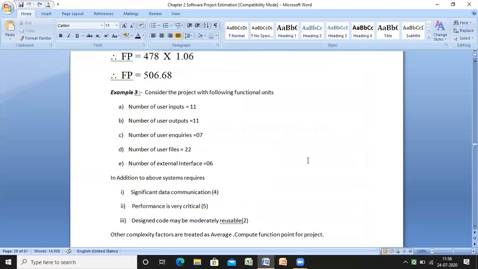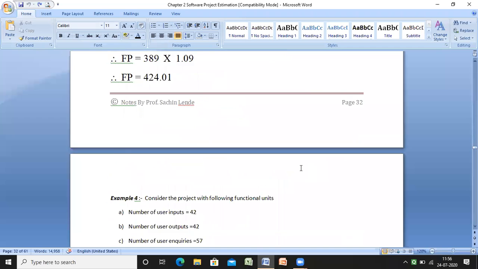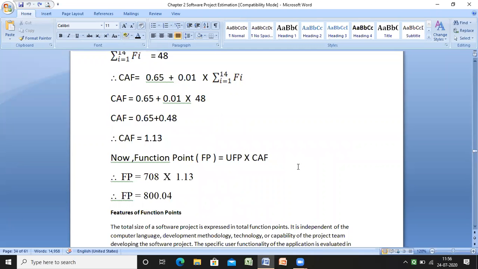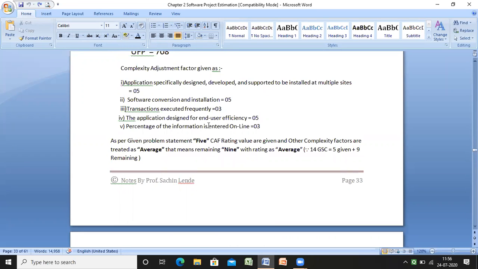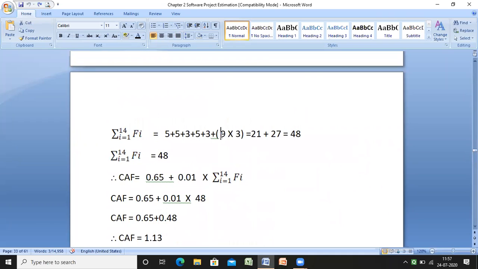Yes, sir. Okay. So the remaining ones, they have given 5 ratings for the complexity additional factors. I have the values of the 5 CF ratings, but the other 9 are treated as average. 14 GSC, 5 are given and 9 are remaining. So I am going to multiply the average factors by 3. That is 27. Okay, you get it now? Yes, sir.